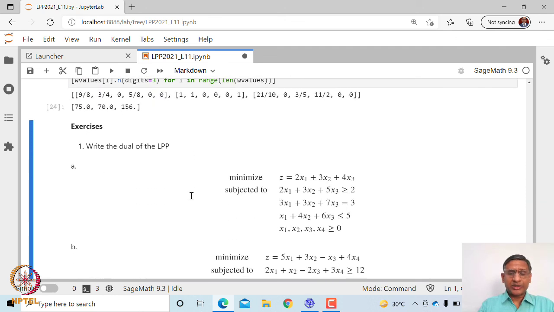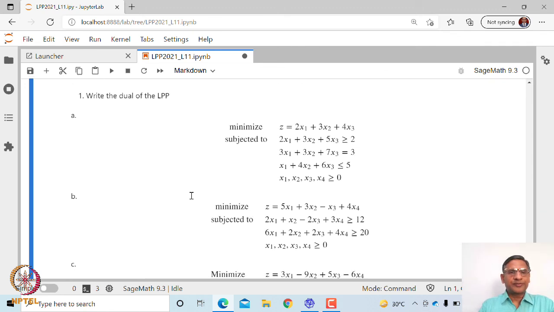So we will look at one example. We will do all the steps of simplex method of a dual problem. We will write dual of a linear programming problem. We will solve this using simplex method, and the last stage we will see that how we can get the value of the solution of the primal problem.